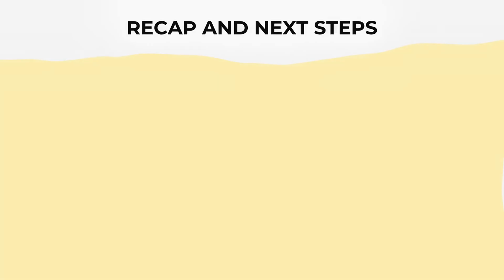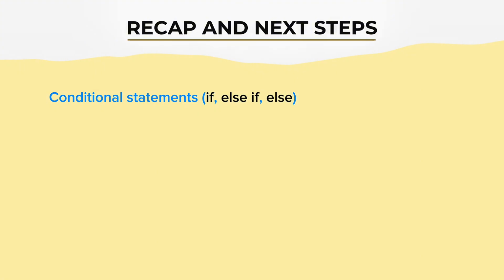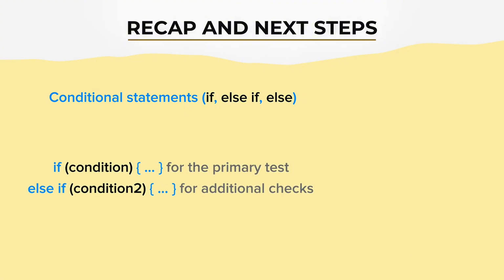Let's recap what we've learned. Conditional statements, if, else, let your smart contract make decisions based on conditions. They execute code blocks only when their condition is true. Use if condition for the primary test, else if condition 2 for additional checks, and else as a default case. Solidity follows the same syntax as JavaScript or C-style languages. In smart contracts, conditionals are crucial for logic like authorizations, input validation, and dynamic behavior. They are the traffic lights of your code, guiding what happens when different scenarios arise.